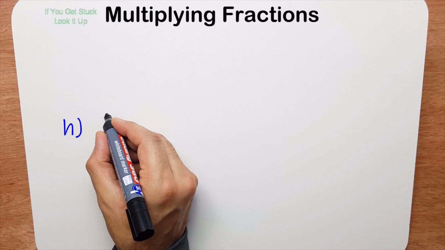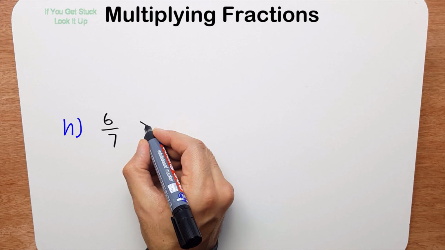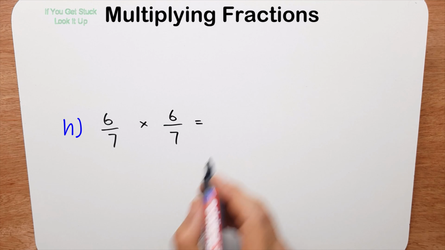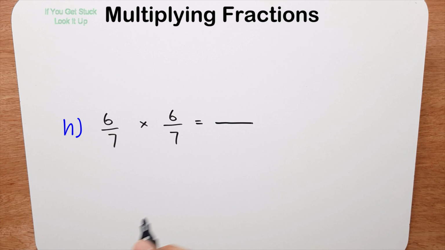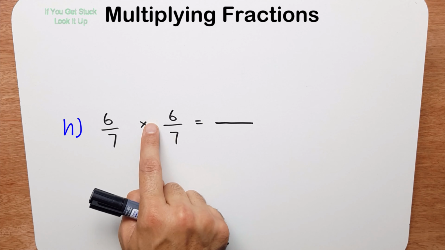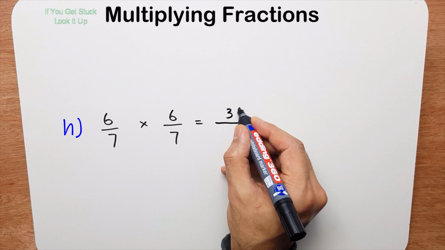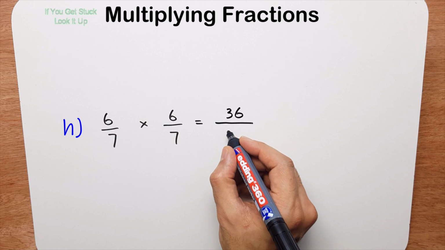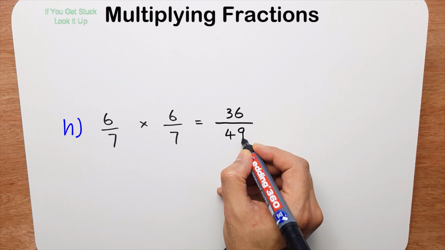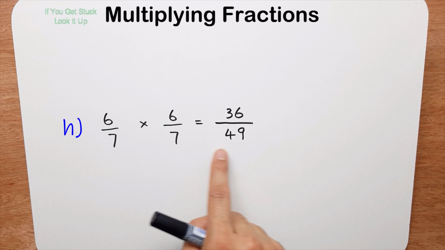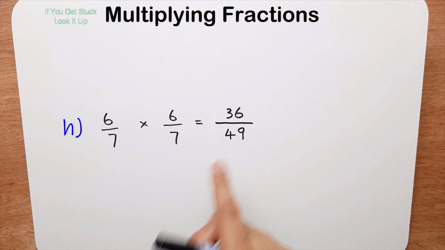Now the final question is 6/7 times 6/7. I'm going to do this slightly differently. I'm going to multiply across, but I'm going to do it in one step. 6 times 6 is 36. 7 times 7 is 49. Now I can't simplify this any further. So 6/7 times 6/7 is 36/49.